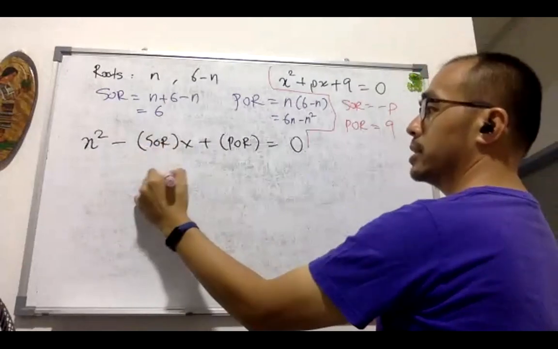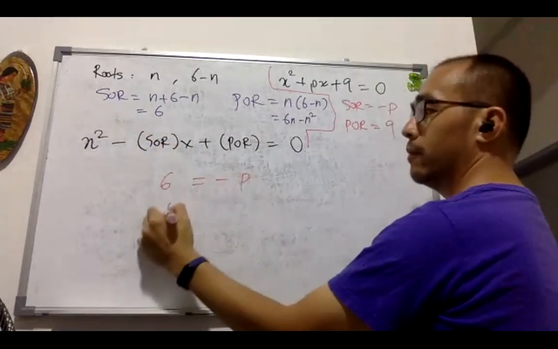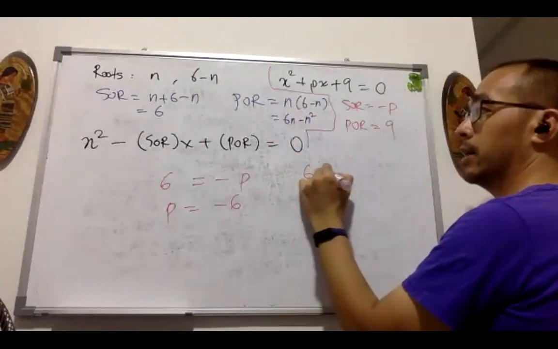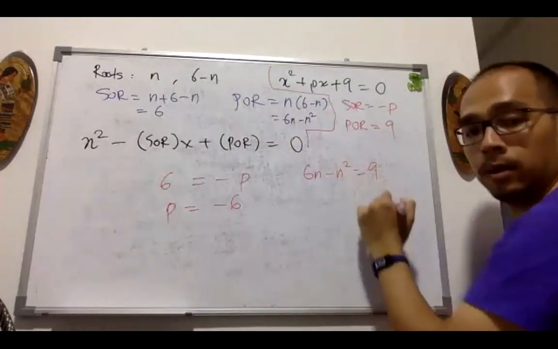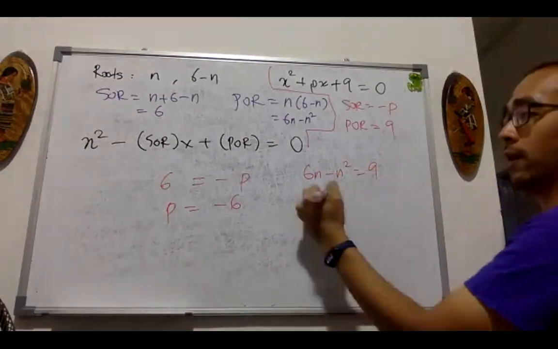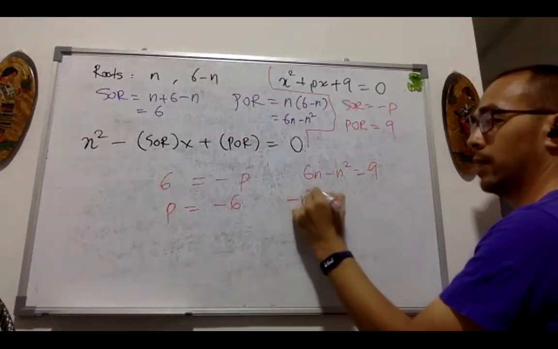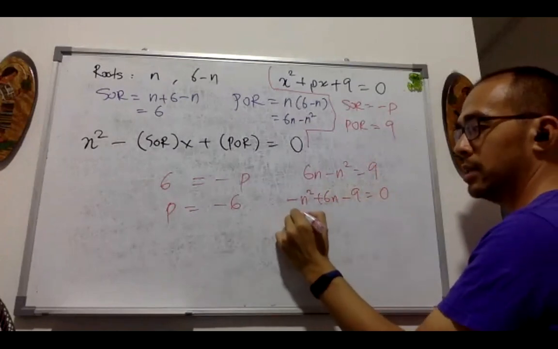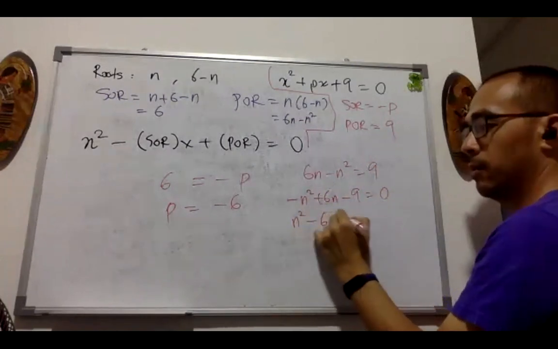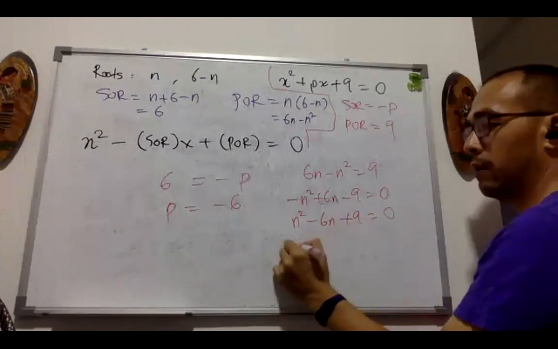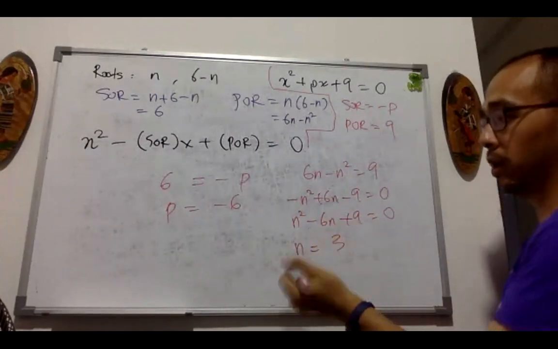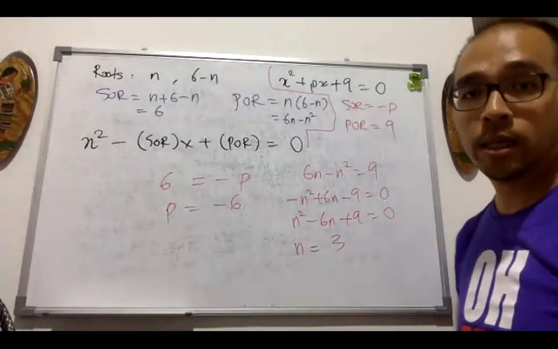So since the sum of roots is 6 equals to minus p, therefore p equals to minus 6. And the product of roots is 6n minus n squared equals to 9. If I bring this across, minus n squared plus 6n minus 9 equals to 0. I'm going to change all the signs to make it easier for me. Plus 9 equals to 0, therefore n equals to 3. So p is minus 6 and n is 3, one answer each.